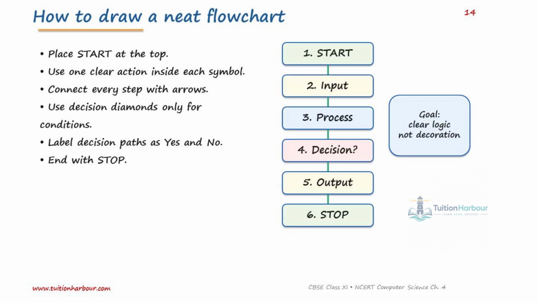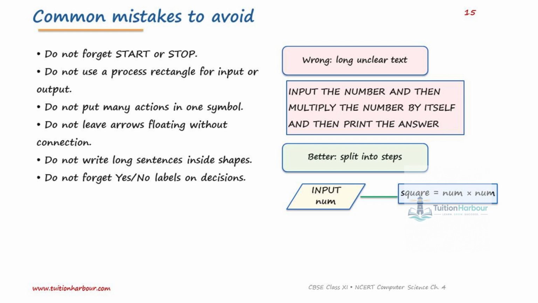To draw neatly, use one action per symbol, connect every step, label decision paths, and always end with stop. Avoid common mistakes. Do not forget start or stop. Do not use the wrong symbol. Do not write long sentences inside shapes.